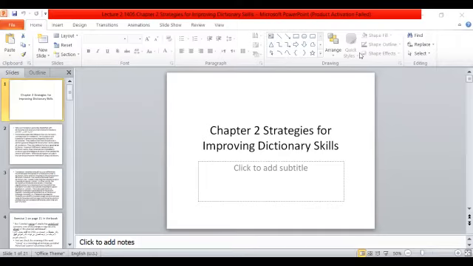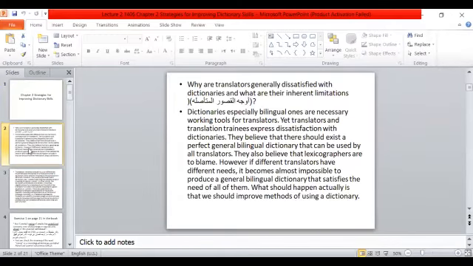Chapter 2, Strategies for Improving Dictionary Skills. Why are translators generally dissatisfied with dictionaries, and what are their inherent limitations? So dictionaries have got their own limitations, they have got their own weaknesses. أوجه القصور. Inherent means متأصلة.